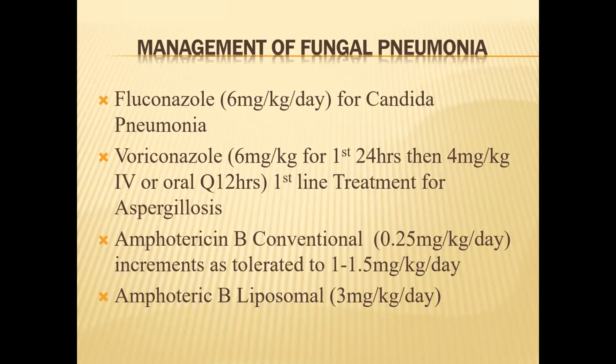The important thing which we need to monitor when giving voriconazole to the allogenic transplanted patient is the CSA level, because voriconazole interacts with the CSA and raises the CSA level. So it may cause CSA toxicity in the allogenic patient. So we need to monitor the CSA level closely with voriconazole and adjust the dose accordingly. So next slide, sir.